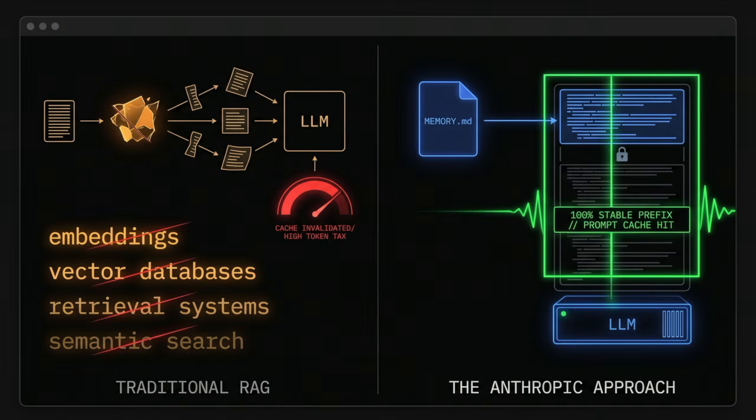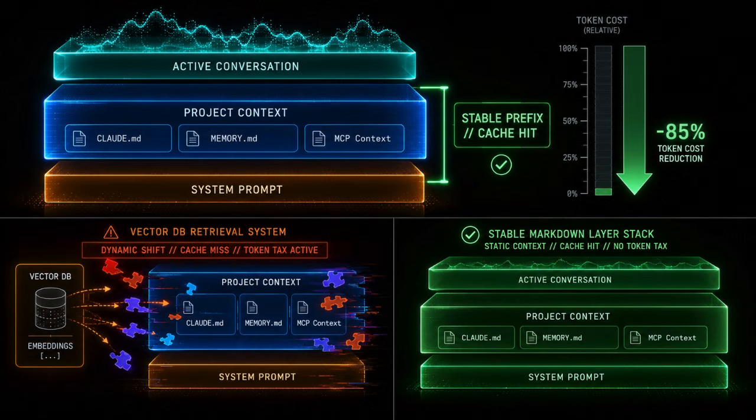You must be wondering, why Markdown? This is where things get really interesting. Why would Anthropic choose a plain Markdown file instead of embeddings, vector databases, retrieval systems, semantic search? The answer appears to be prompt caching. Claude Code structures requests in three layers. Layer 1 is the system prompt. Layer 2 is the project context, which includes your Claude.md, the memory.md, MCP context, and the tools. And layer 3 is where the active conversation begins.